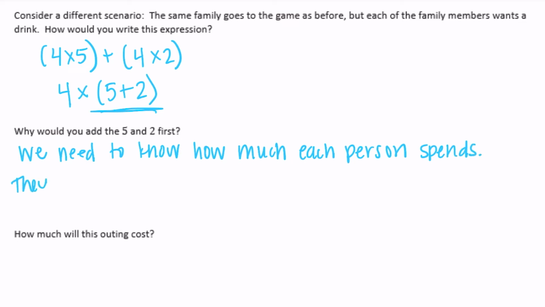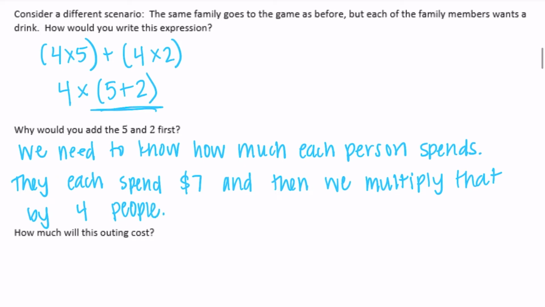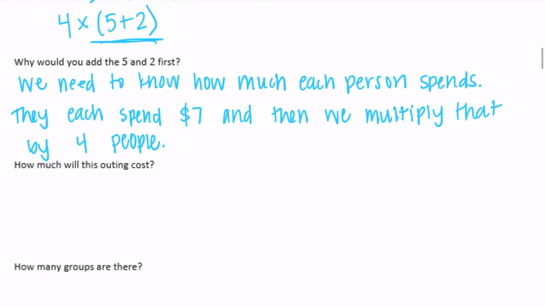So they each spend $7, and then we multiply that by 4 people. So how much would that cost? So we have 4 times the quantity 5 plus 2, which is 7, and it's going to cost $28.